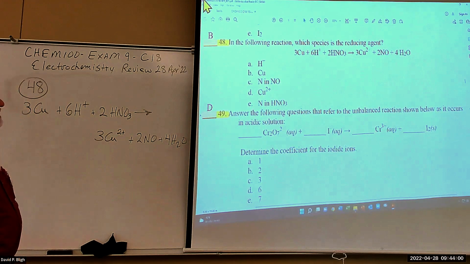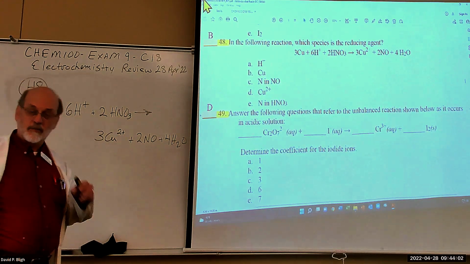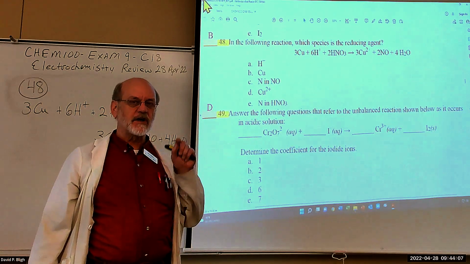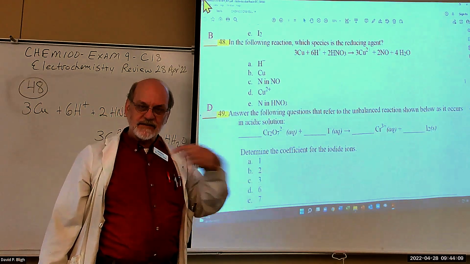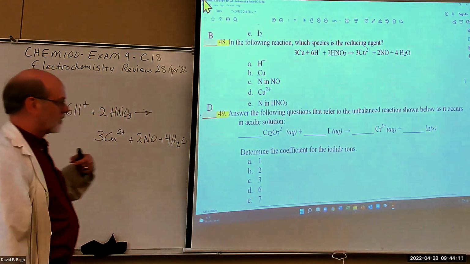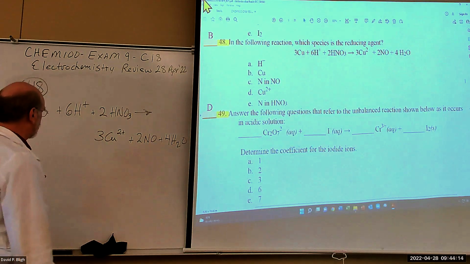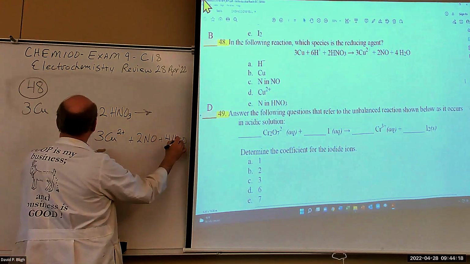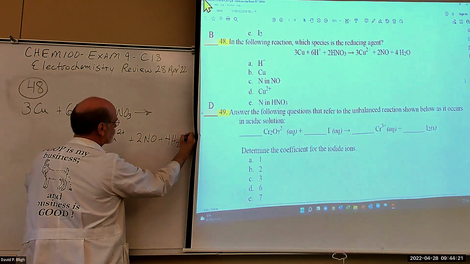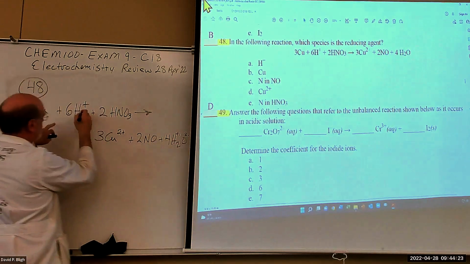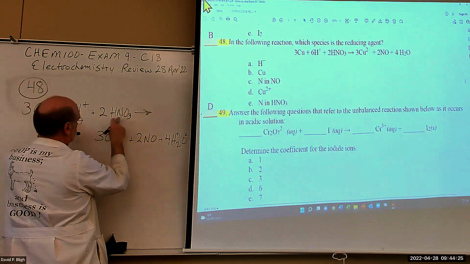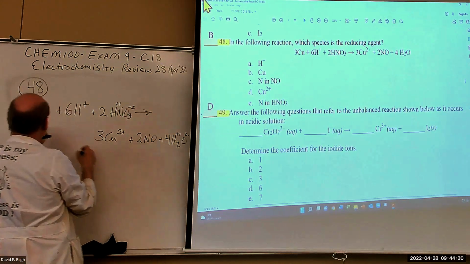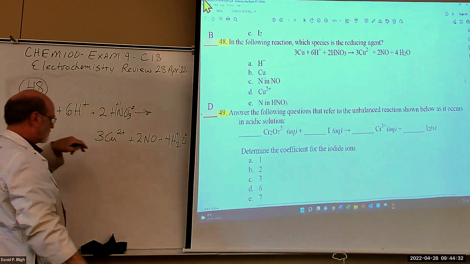Okay, which species is the reducing agent? So remember, the reducing agent is the one that is oxidized. It causes the reduction of something else, so it itself has to be oxidized. So we're looking for the one that's oxidized. There's oxidation state. This water is 2 minus here, plus 1 there. This is a plus 1. This is a minus 2. And this is a 0.